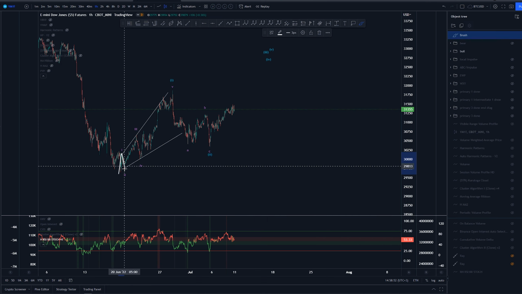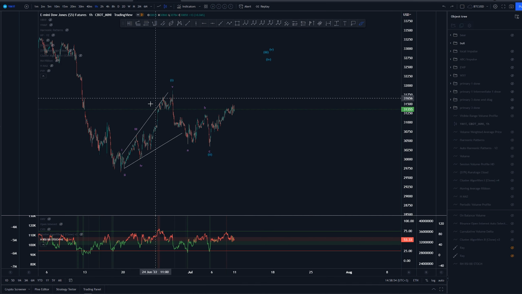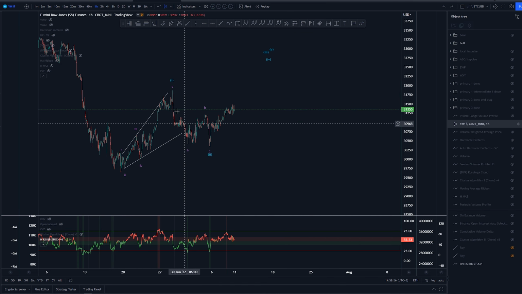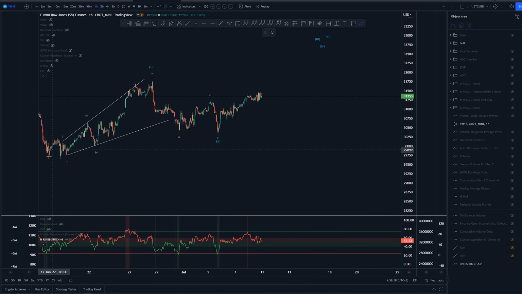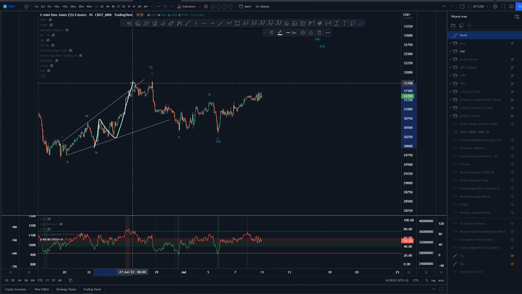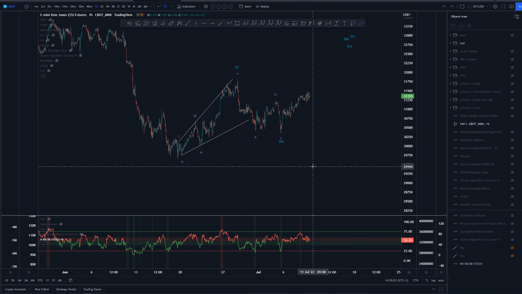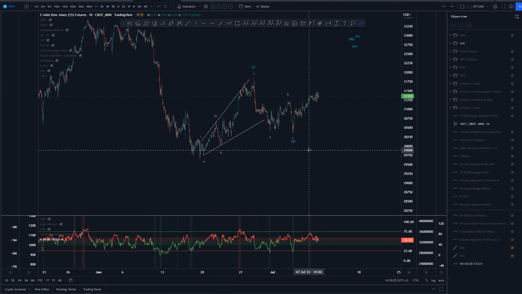In this one, we have a 1, 2, 3, 4, and 5, very extended fifth. Does not really fit too well. Again, this definitely looks like a 5-wave structure here. But yeah, it somewhat fits.